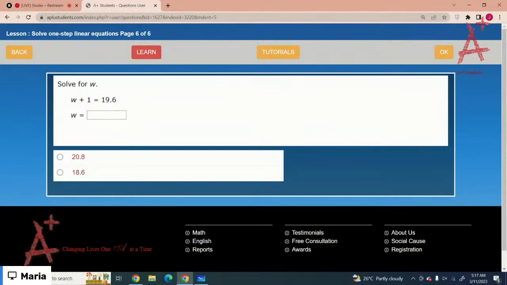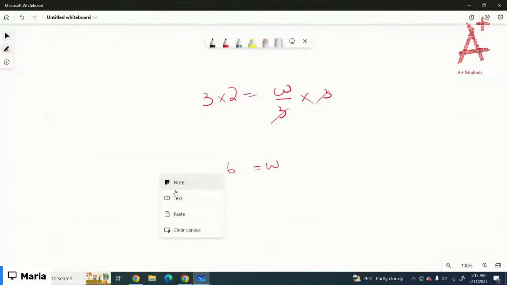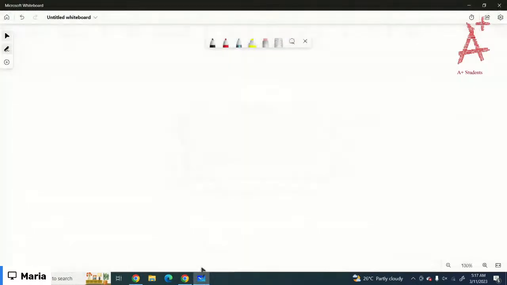Okay, the next one is w plus 1 equals 19.6. So you have to subtract 1 from both sides because you need to calculate the value of w only. So it would be 1 minus 1 and 19.6 minus 1. So 1 and 1 get cancelled out. You are left with w, and 19.6 minus 1 is 18.6. That means the value of w is 18.6.